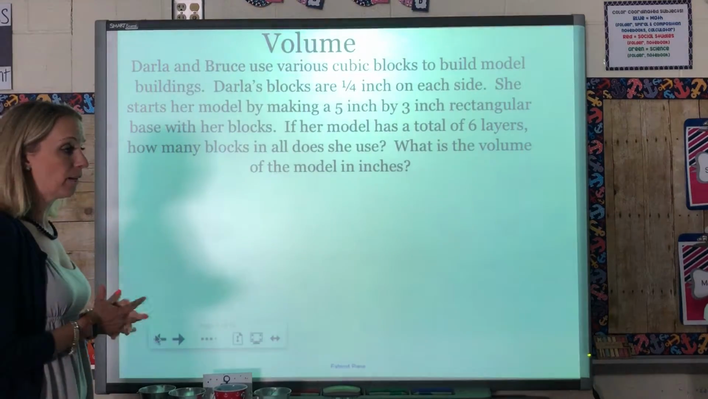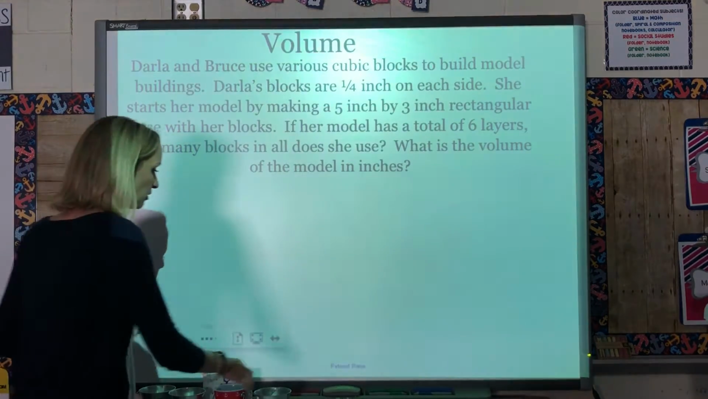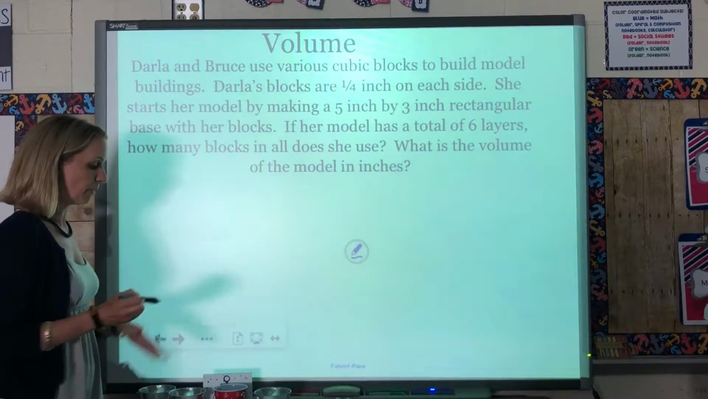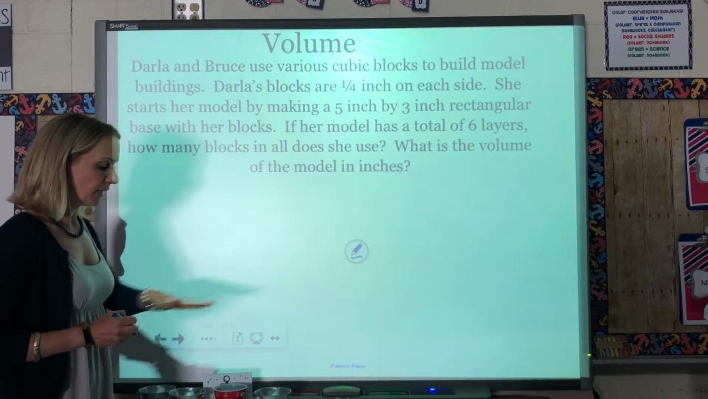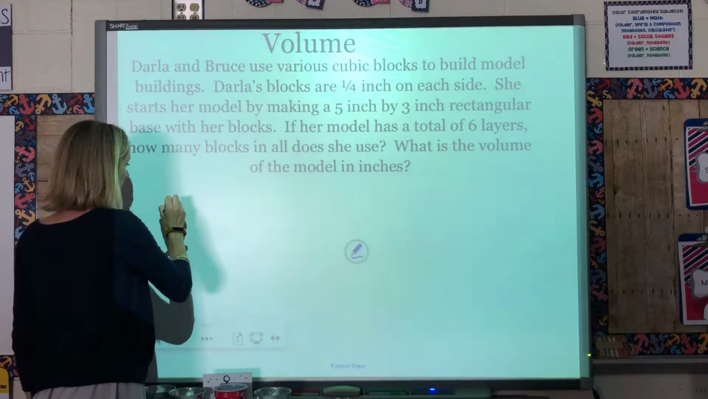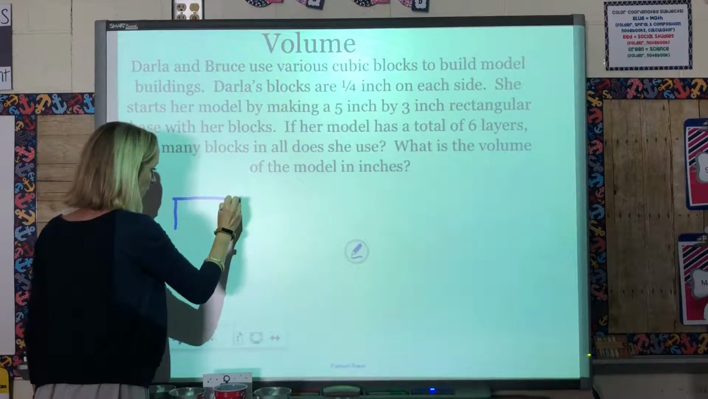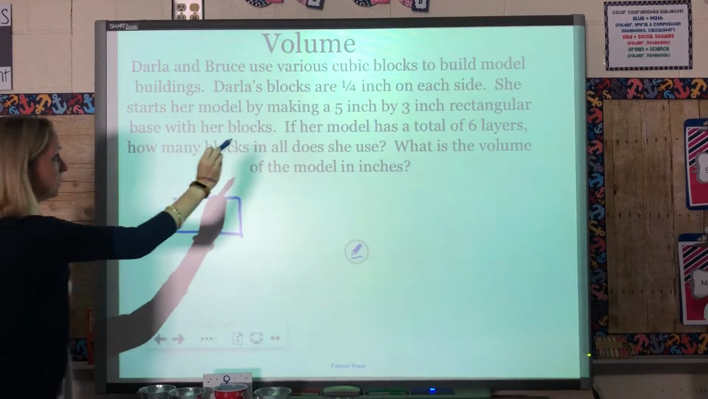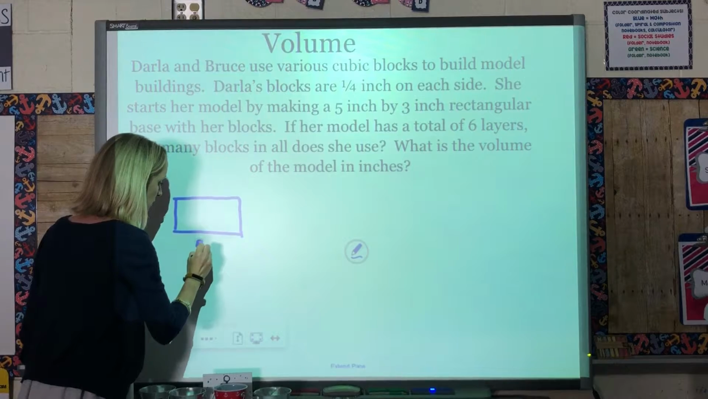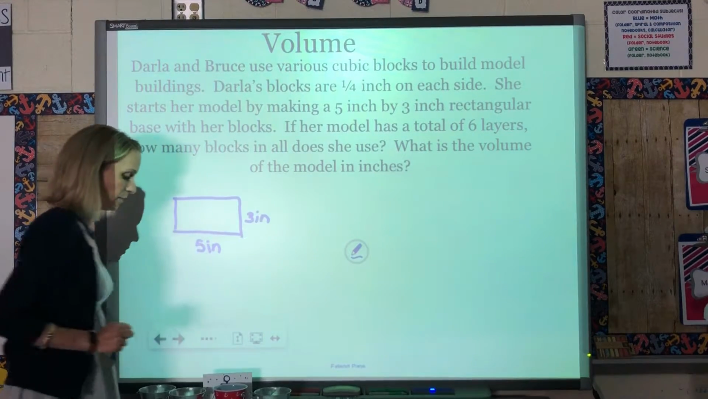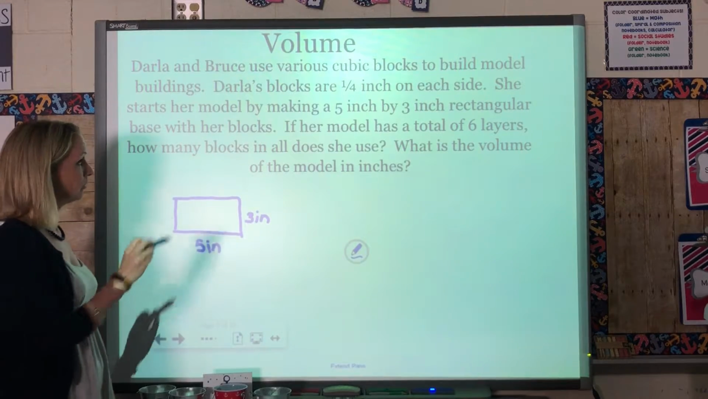So for volume problems, I always like to draw pictures. The first thing I'm going to draw is this base that they talk about. And imagine the base being on the bottom, even though of course I can't draw it that way. So my base here I can see is 5 inches by 3 inches. That's where I like to start, 5 inches by 3 inches.